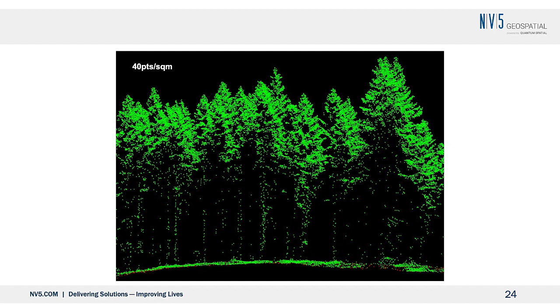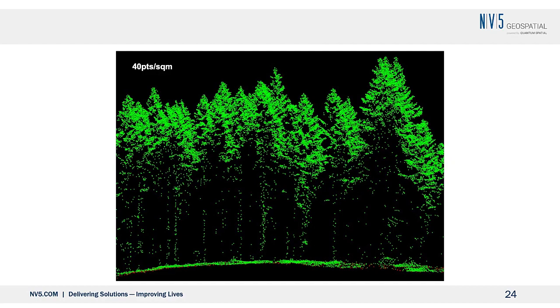Obviously, the cost increases also because we're flying slower and flying more flight lines. So there's a balance between the information that you get and the price. That's your primer on remote sensing. What I want to do now is talk about how we're using this information for identifying individual trees.